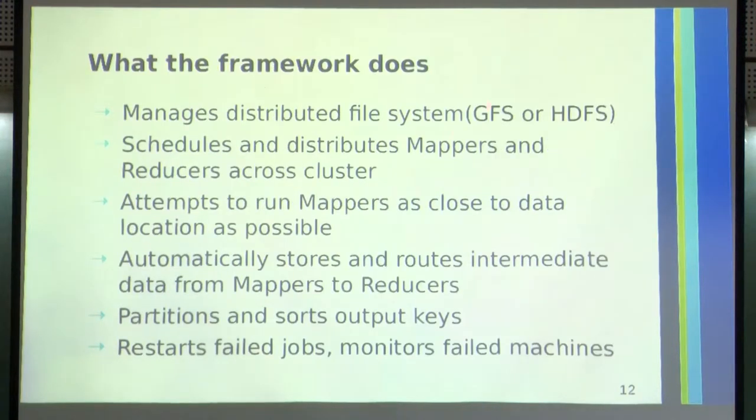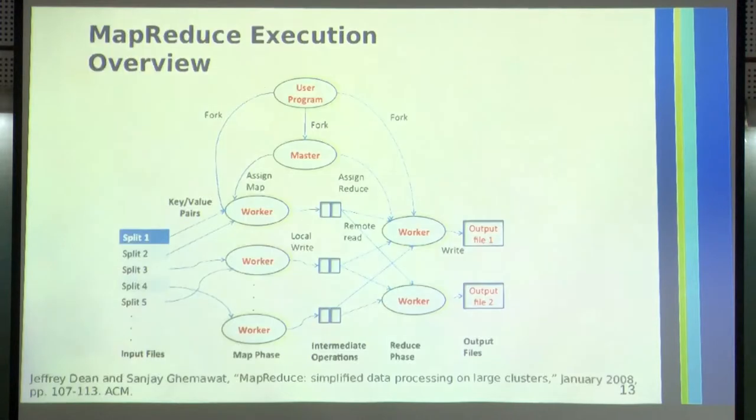So the framework will distribute and manage, and we've already talked about HDFS. It will schedule and distribute these mappers and reducers across the cluster for you. It will attempt to run the mappers as close to the data location as possible. So the blocks of data are on certain nodes of the system, and that's where it will put the mappers so that the reading doesn't require much transfer. It will store and route the intermediate data from mappers to reducers. It will even sort output keys and partition them, and it will restart failed jobs. So it'll try to keep things alive.